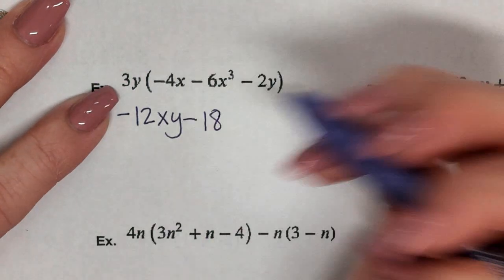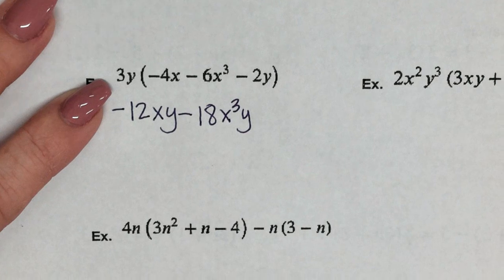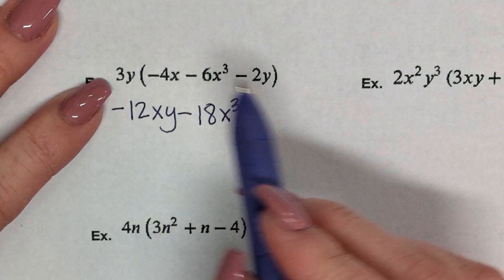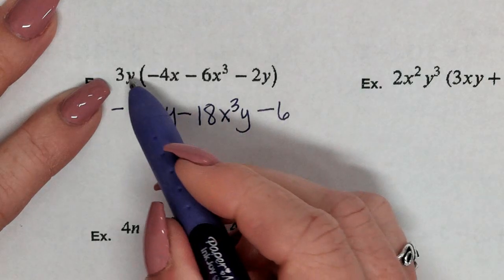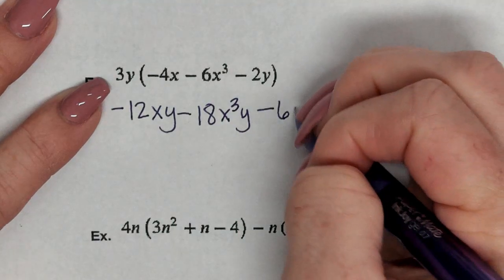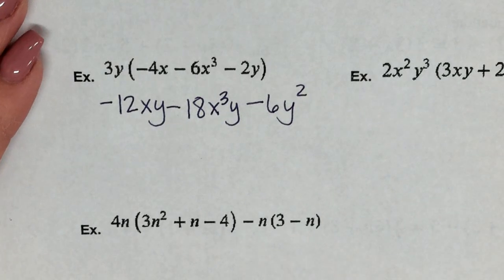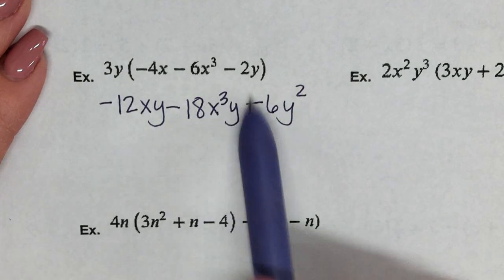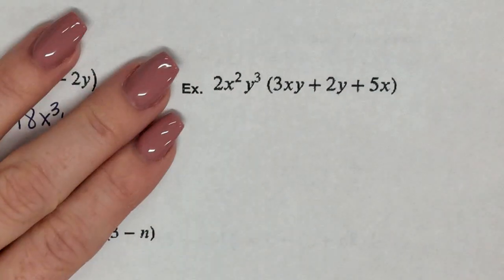And then I can't combine those, so I just put x cubed y. And then 3 times negative 2 is negative 6, so I put minus 6. And y times y is y squared. Now, if I did put these in order, this one would go first because its degree is the highest, but we're going to leave it in the order that we distribute it. There's nothing to combine, correct? All right, moving on. We'll look at this one.